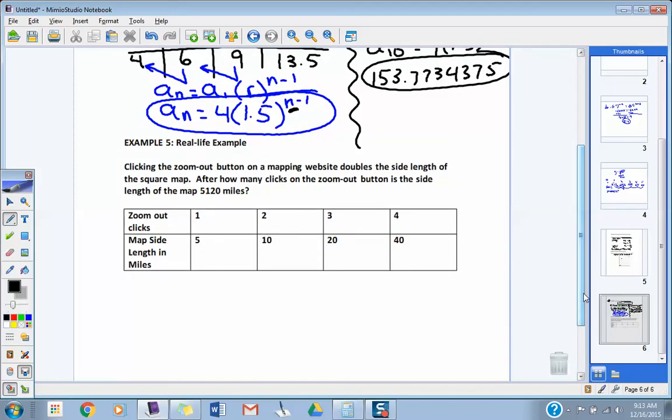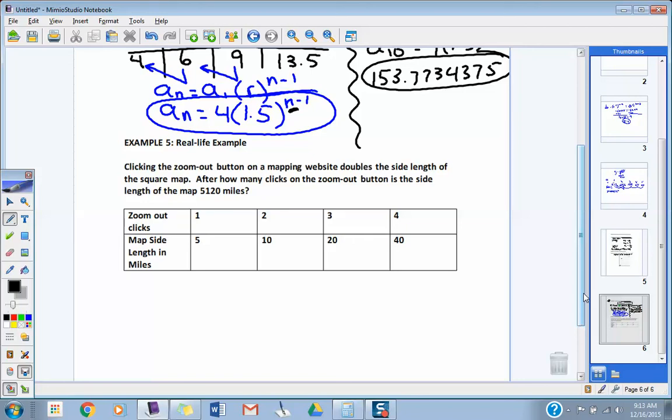Okay. Volunteer to run through 5 for me as this relates to geometric sequences. Who would like to read that, please? Volunteer to read that for me. Oh, come on, you guys.